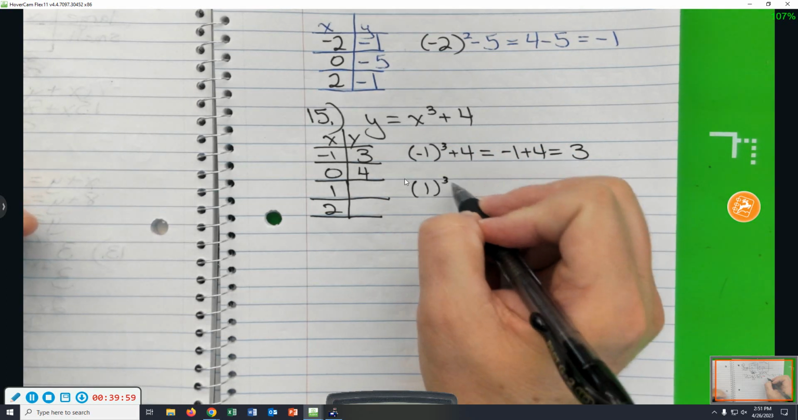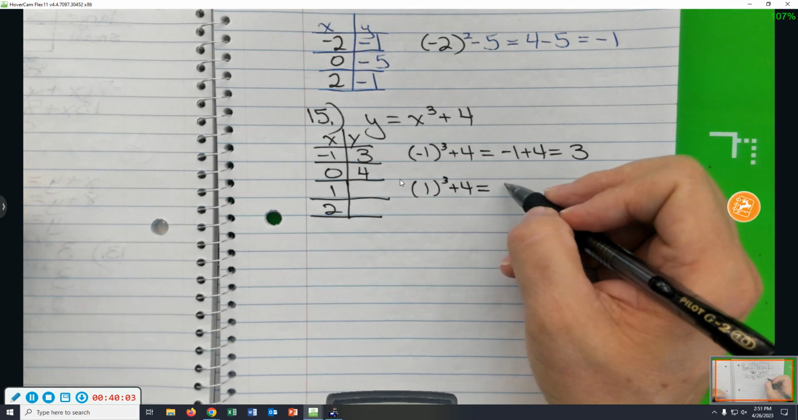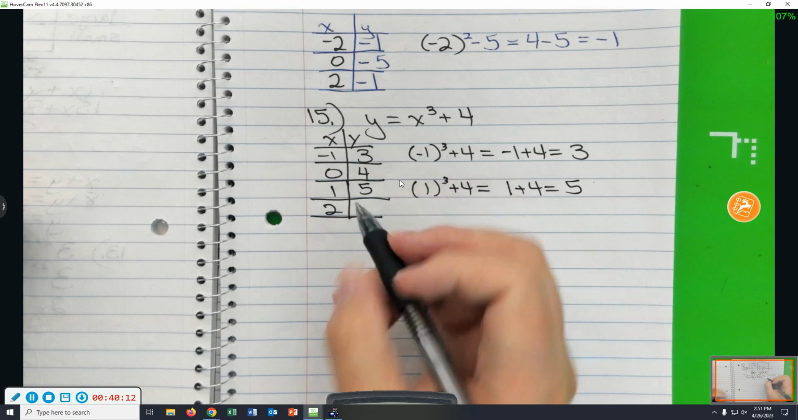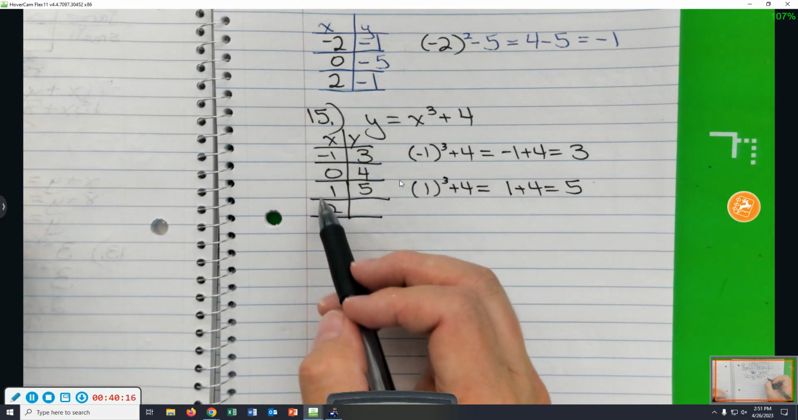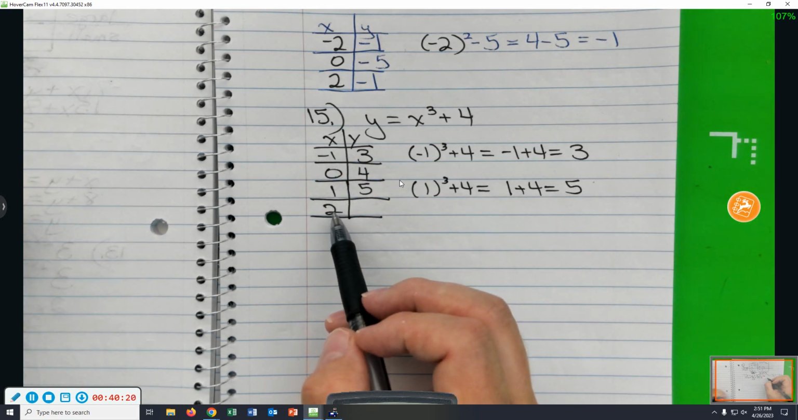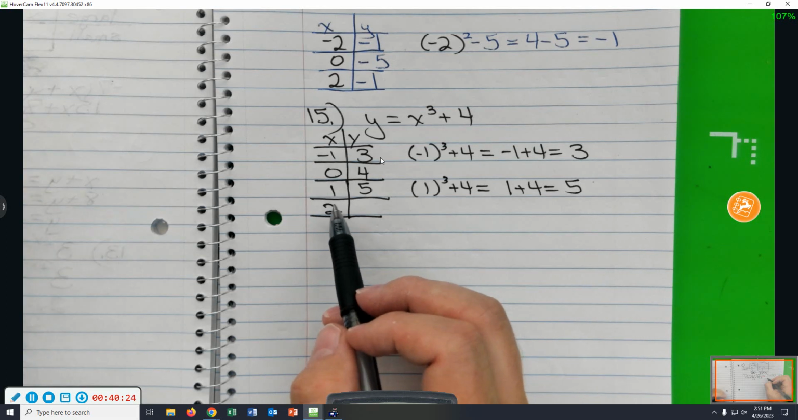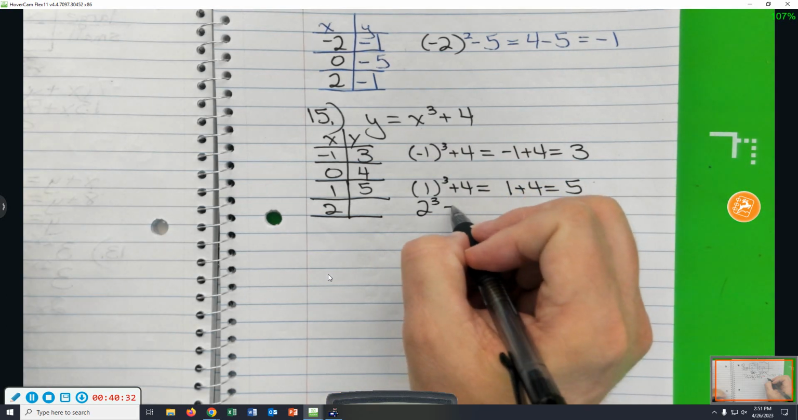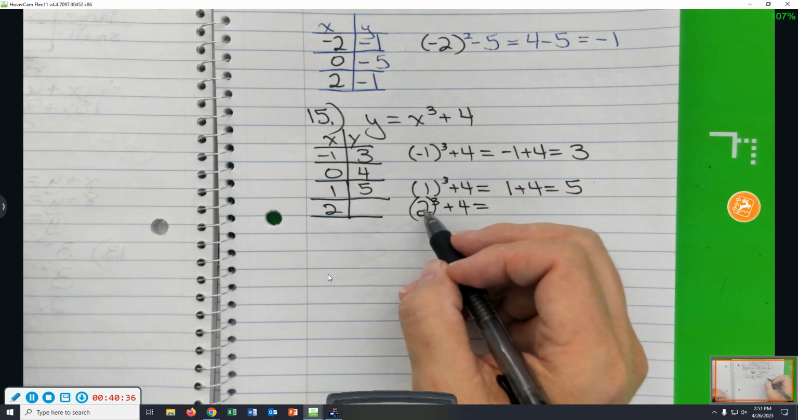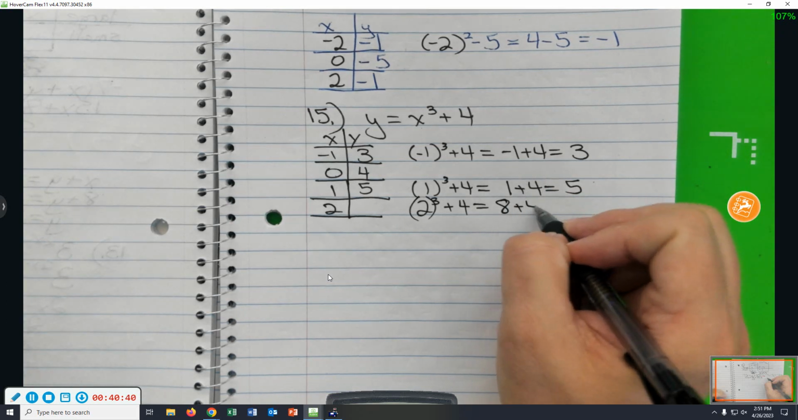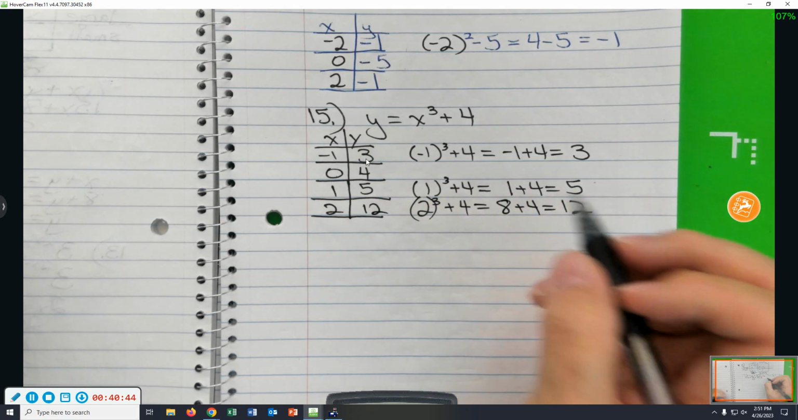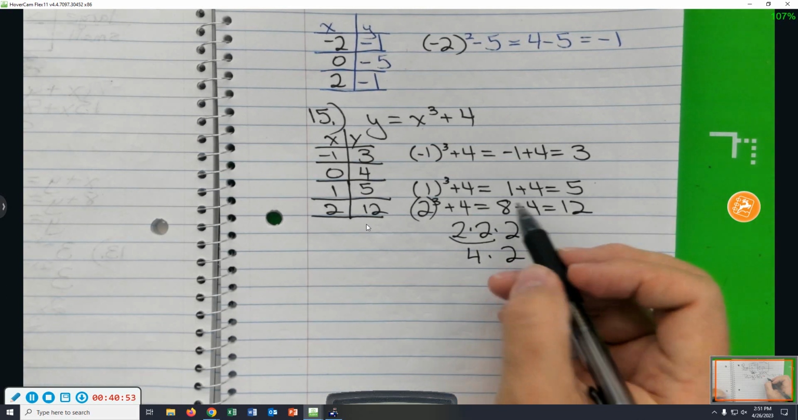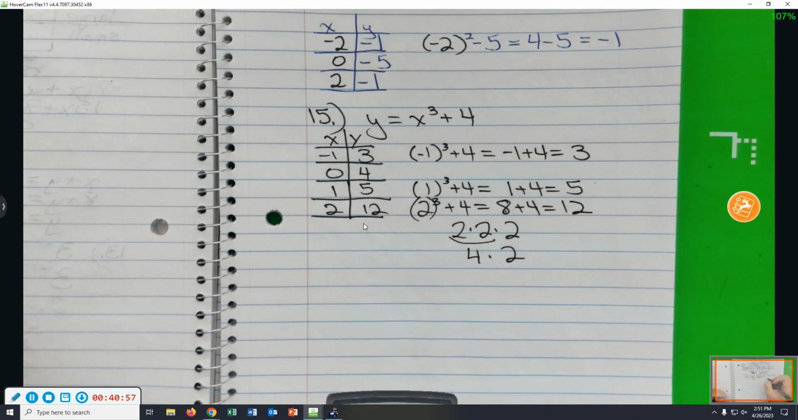Maybe I better write this out. 1 cubed plus 4. 1 cubed is 1 times 1 times 1 is 1, plus 4 gives us 5. Plugging in 2. Notice these 3 points right here. If you plotted them, it'd look like a line. But as you start moving past 1, I think the graph is going to start getting very steep very quickly. At 2, we'd have 2 cubed plus 4. 2 times 2 times 2 is 8. Plus 4 gives me 12. Any questions how we got these numbers here? The 3, 4, 5, 12. 2 times 2 is 4. Times 2 gave me the 8. Plus 4 gives me 12.